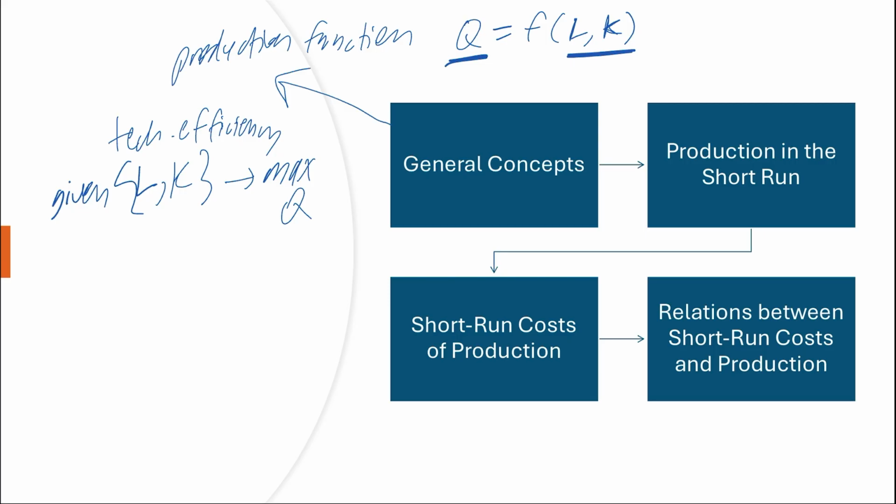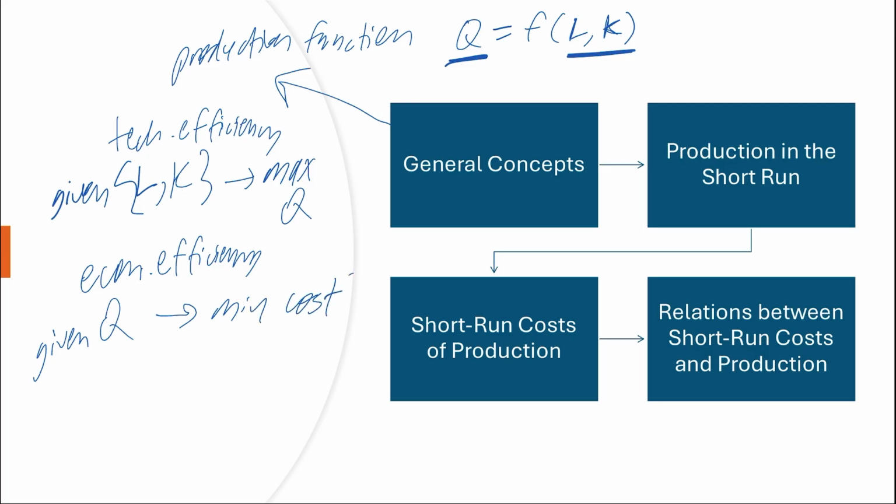The economic efficiency question is, how do you do this in the most efficient way? So if you have a certain amount of output, how do we minimize our cost? That's the idea of economic efficiency. So what's our optimal combination of capital and labor to get to the lowest cost of producing a given quantity? That's more what we're thinking about on the economic side.